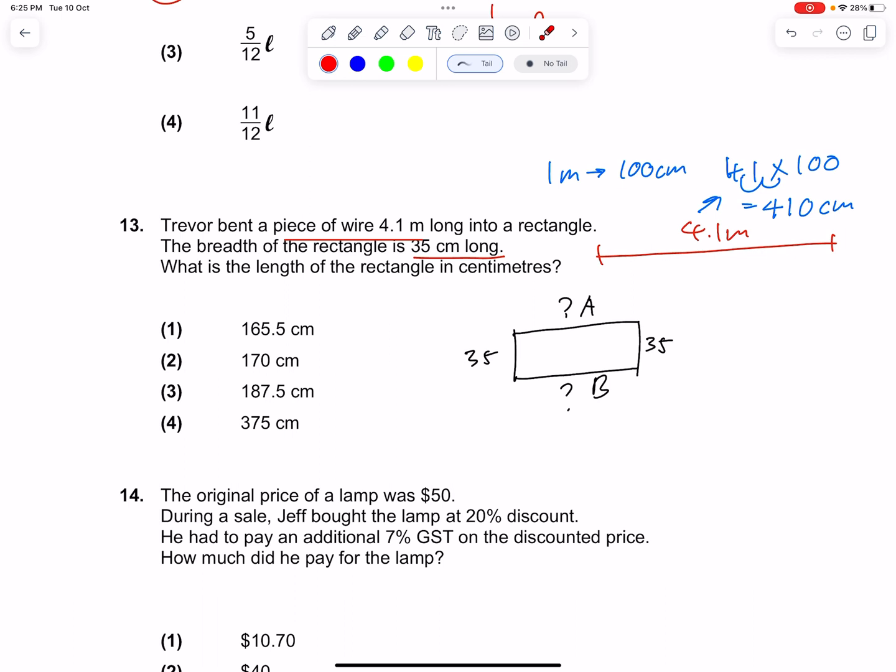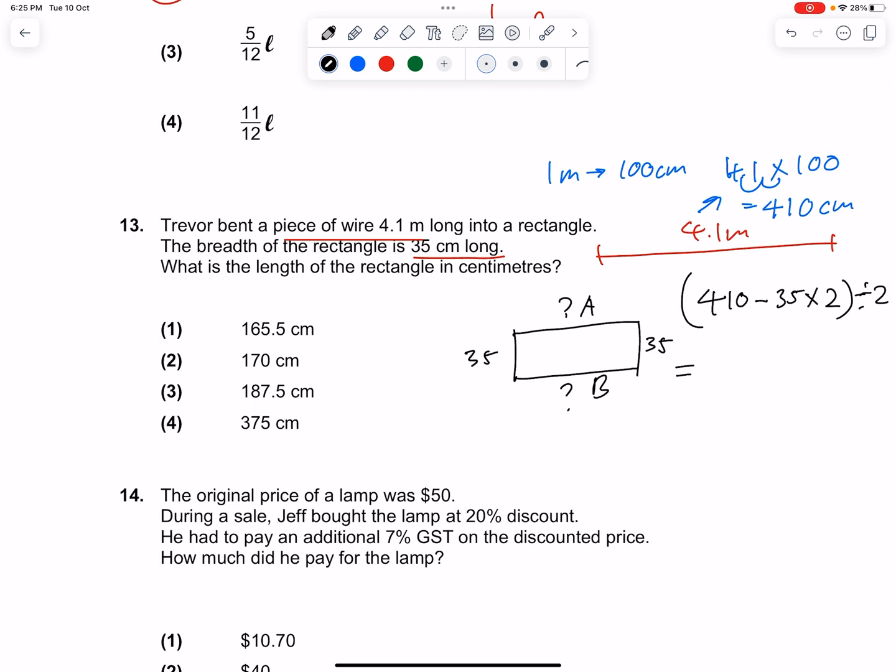Okay, so obviously you can write everything within one equation. Sure, no problem if you are very good with your equation. So I'm going to attempt to do that for you to see. You want to take 410, subtract away 35 times 2, and after that, you want to take this amount divided by 2. This is what you need to do.